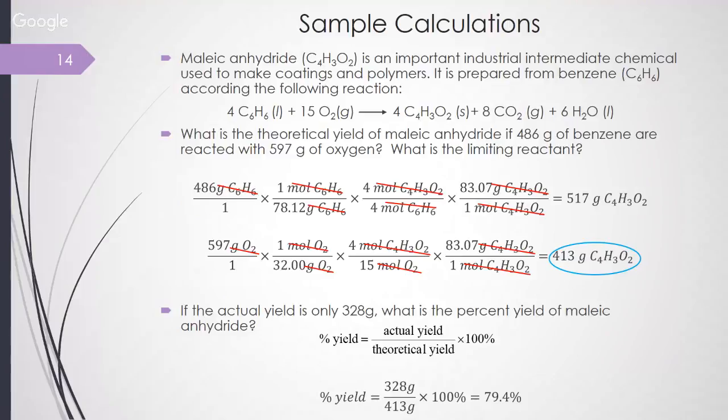So then if we're told that the actual yield is only 328 grams, what is the percent yield of maleic anhydride? I take my actual yield and divide it by my theoretical yield, multiply by 100%. So 328 grams divided by 413 grams times 100 is 79.4%. So this number isn't the best number, so that says that we could go back in and perhaps find a catalyst that we could add to help our reaction product yield, or maybe we accidentally spilled something. So we always are trying to improve our percent yields to the best that we can.